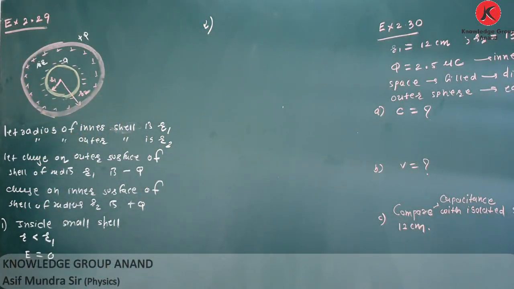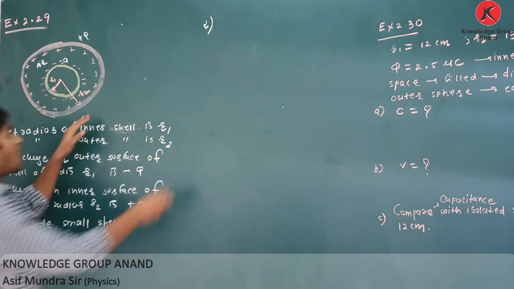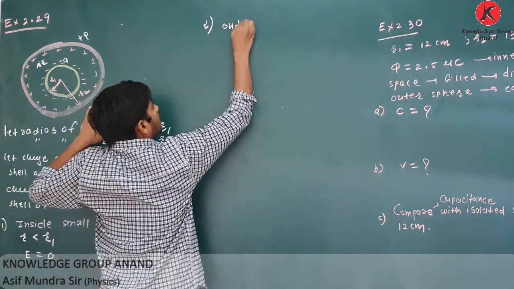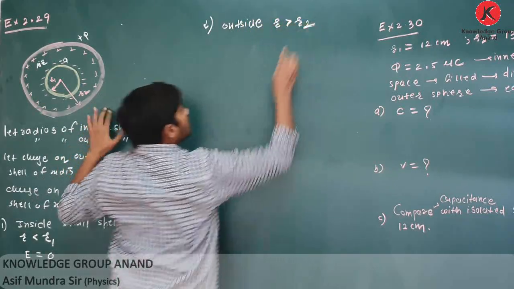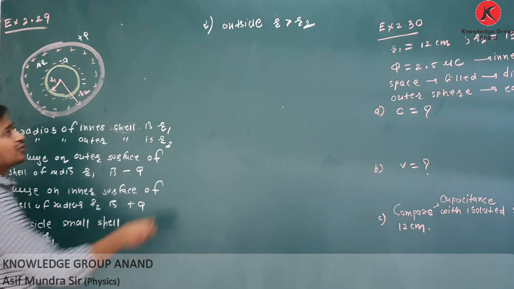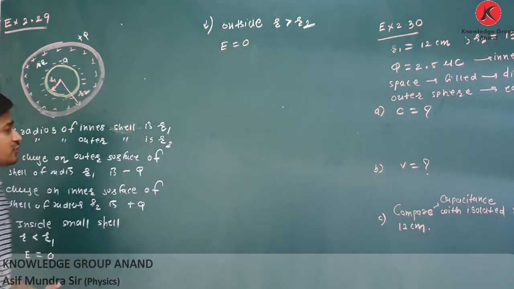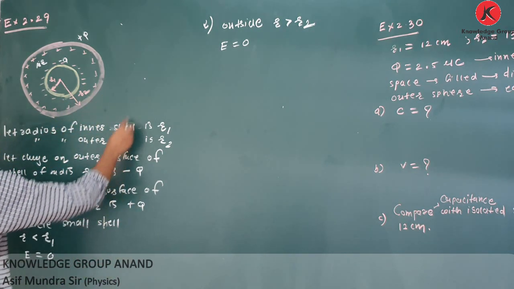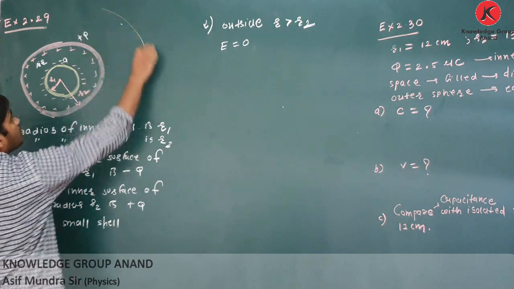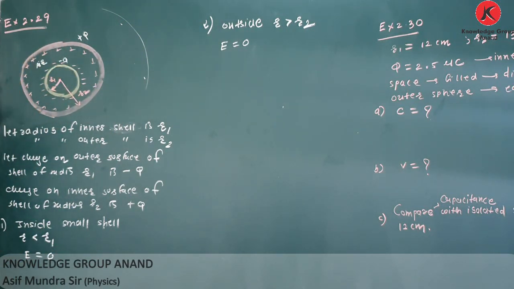Outside of these two shells, outside means this point, at each and every point, outside means when r is greater than R2, then again electric field is 0. Now you may ask, sir, why 0? Because see, outside means if I am taking a Gaussian surface passing from these points, what is total charge of these two shells?